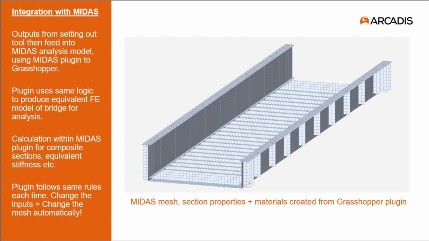However, now all of those steps can be done automatically within the MIDAS plugin based on the input geometry. The mesh of nodes and elements will set out to whatever orientation and dimensions are required by the input geometry, and materials and section properties can be specified by the engineer with just a few clicks.